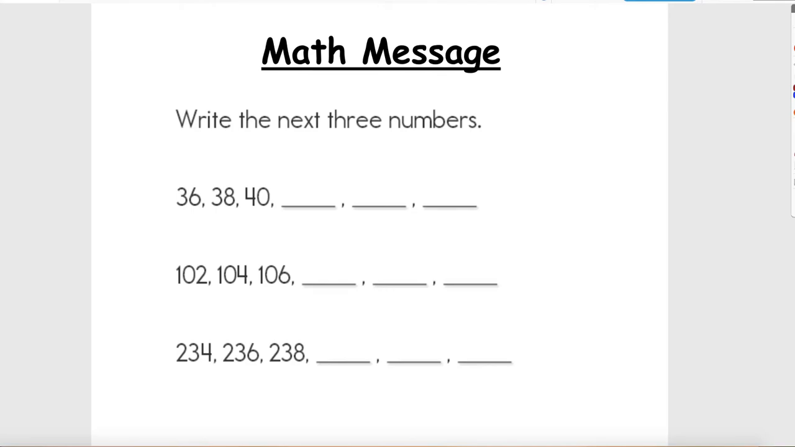On your dry erase board, you are going to write the next 3 numbers. We have, let me use my mouse here, 36, 38, 40. What are the 3 numbers that would come next? Right now on your dry erase board, you don't have to raise your hand. After you write it, hold it up in the air.